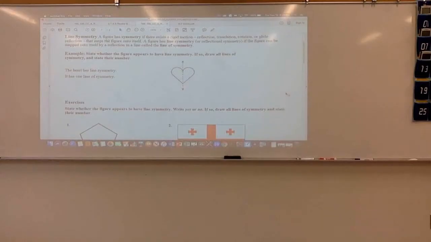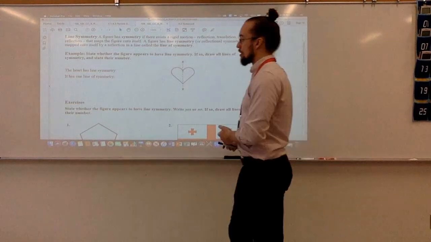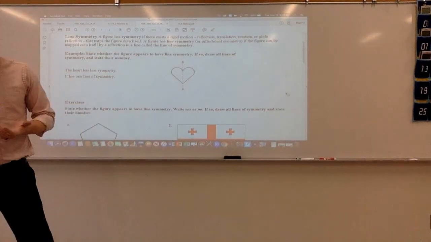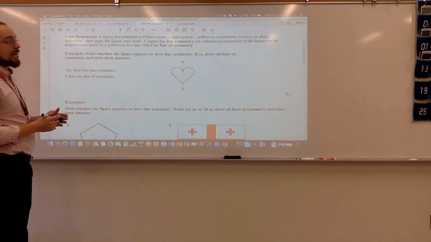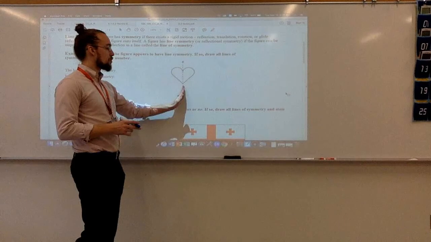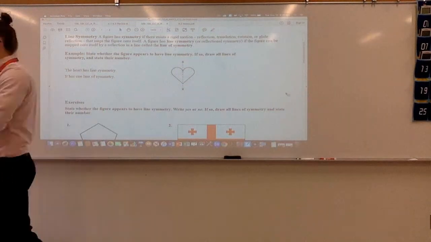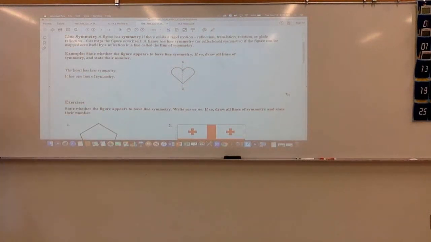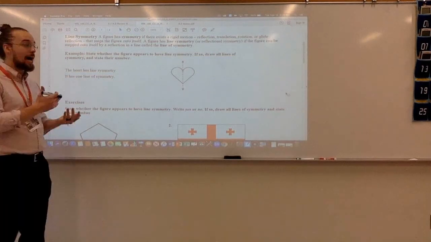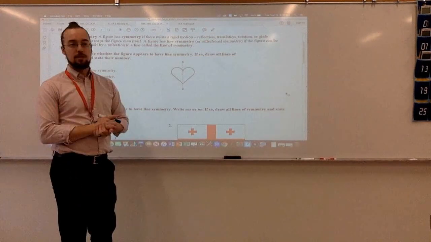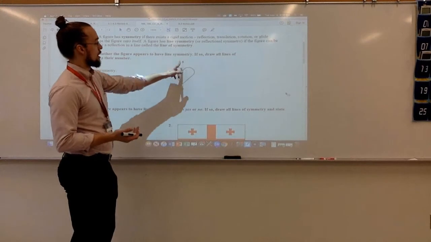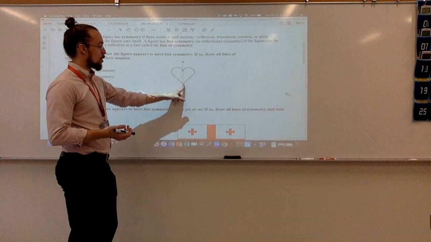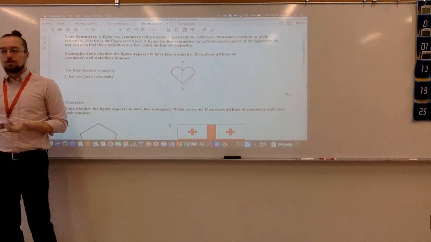Of symmetry. And one that we're probably a little more familiar with is line symmetry. Determining whether a figure has line symmetry is essentially just seeing if I can draw a line through the figure somewhere, and if I fold my paper over that line, the two halves sit on top of themselves. So, for example, right here, I can draw one line down the middle of this heart.